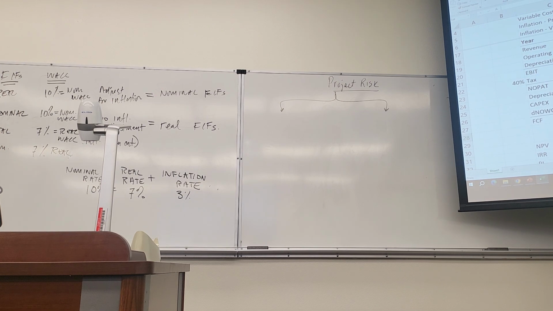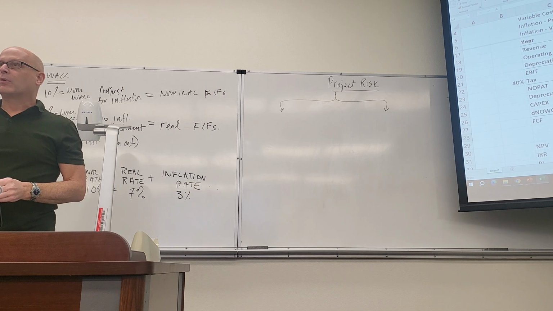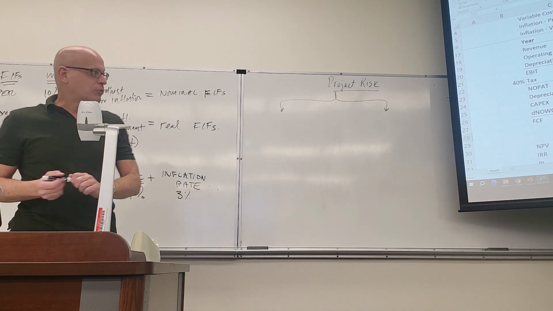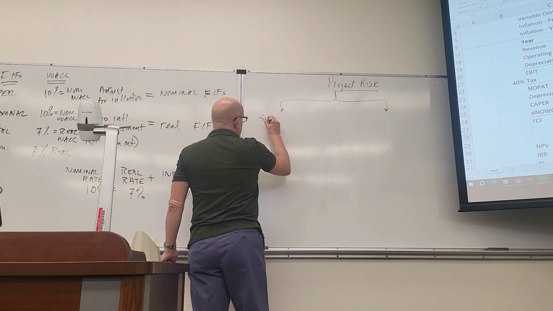We can split the risk of that security into two elements. Total risk equals what and what? Systematic risk, and what's the other? Diversifiable or non-systematic, or any number of terms, right? So you've got systematic risk.